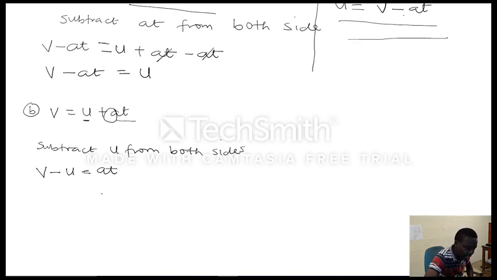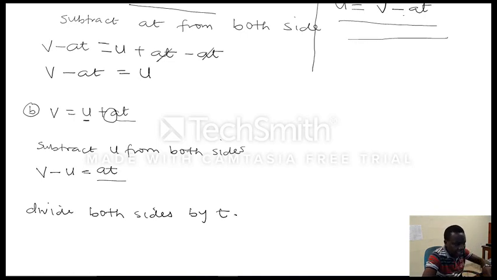I now have AT on the right hand side. So what I'm going to do next is to undo the operation of multiplication which was done with A and T. So therefore I'm going to say divide both sides by T, because T is a variable which needs to move to the other side.